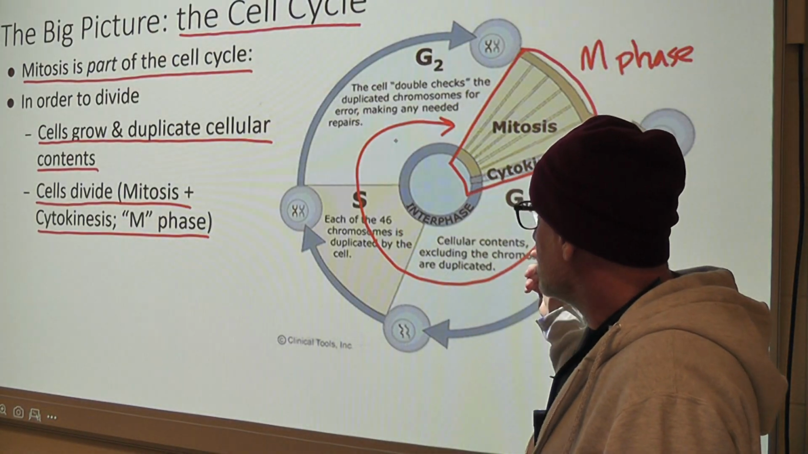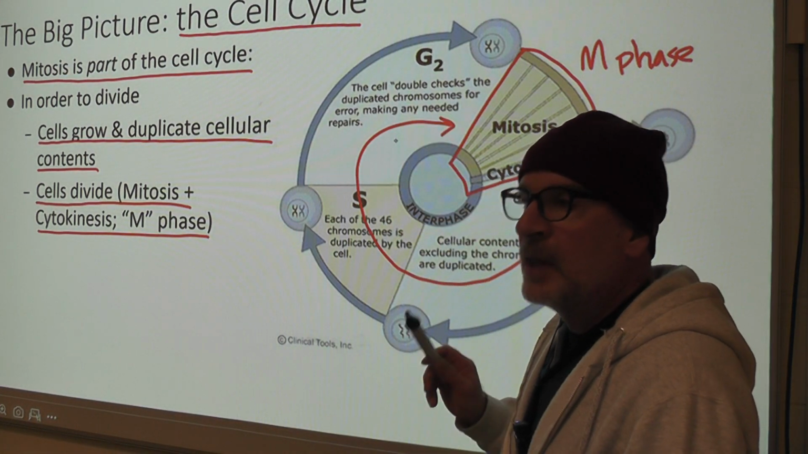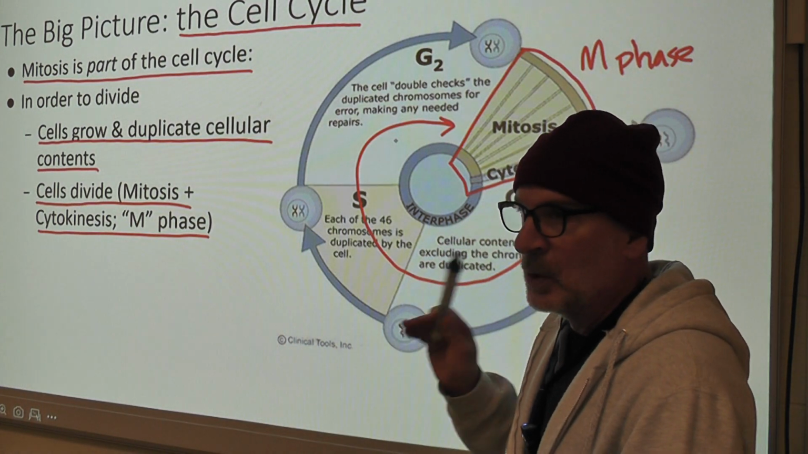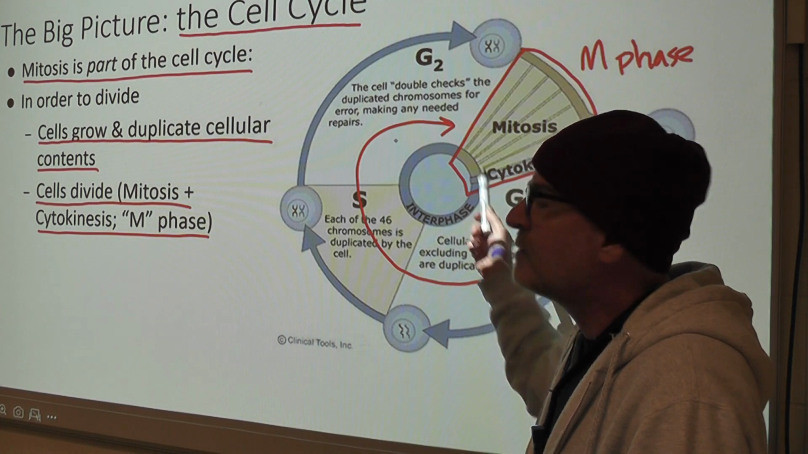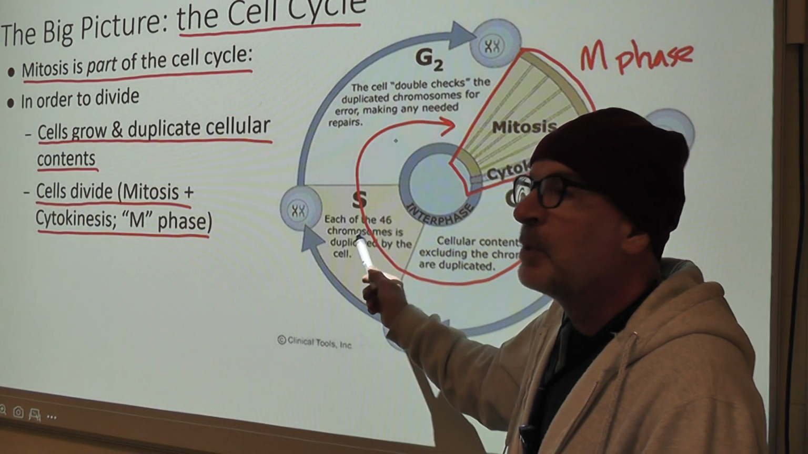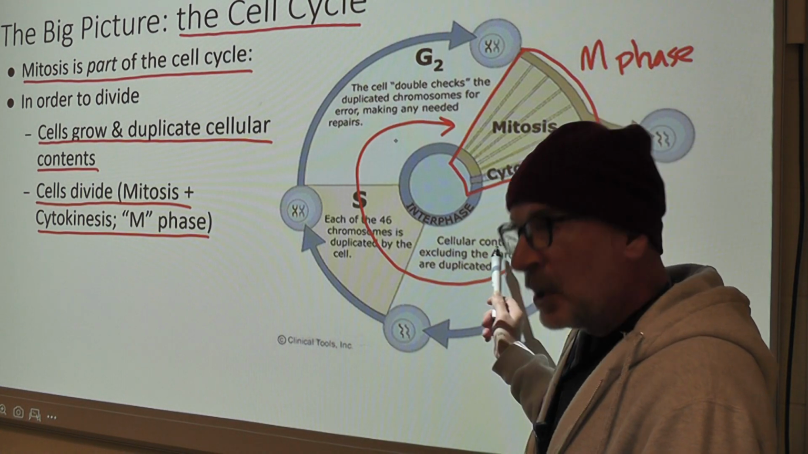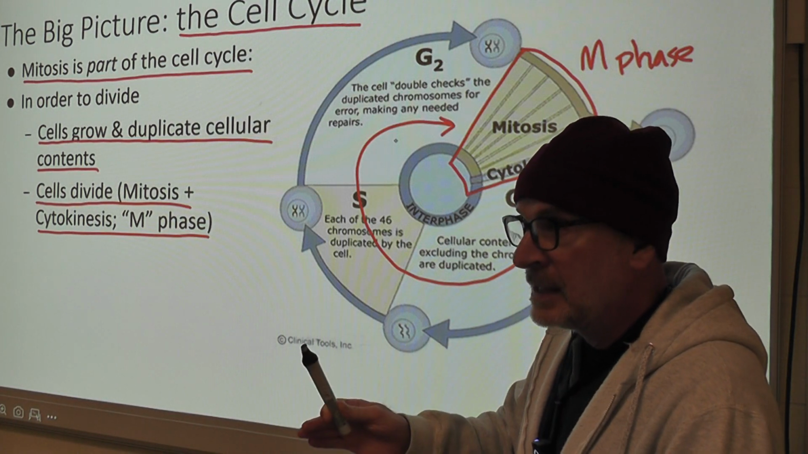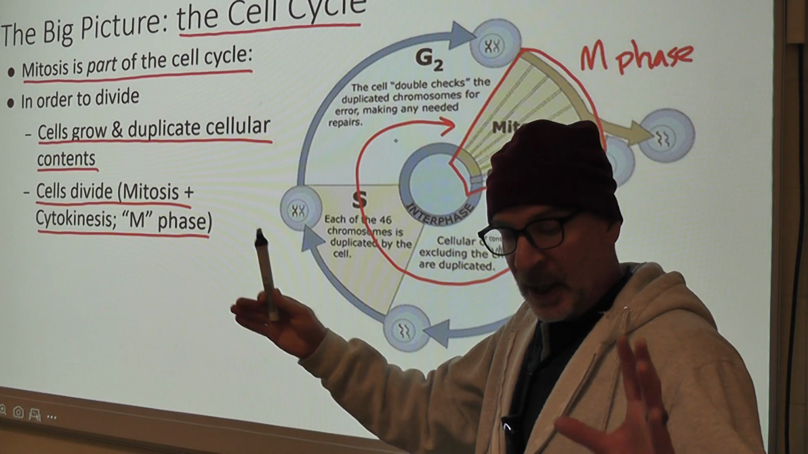So these symbols here, G1, S, G2, you don't need to know this, but just for those of you who like to have a word, G is for growth. S is for synthesis, and in particular, DNA synthesis. So during G1, the cellular contents are duplicated, not the DNA, but everything else, and then the cell gets bigger and bigger and bigger.